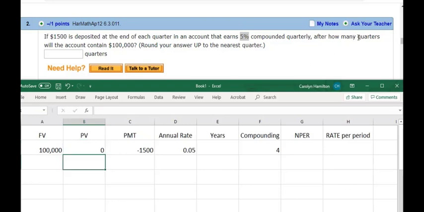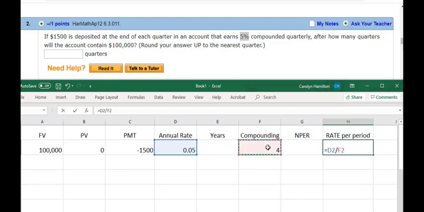And after how many quarters? Okay, let's see. Years, I don't know. Number of periods, I don't know. That's what I'm trying to find out. Rate per period will be my annual rate of 5%, but it will get cut into 4 equal pieces. Okay, what can Excel solve for me? It can't find the years, but it can find the number of periods.